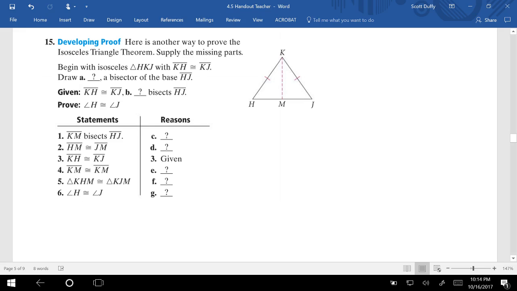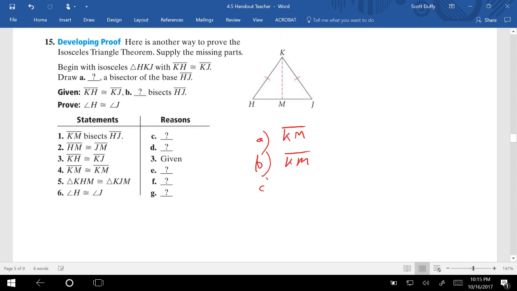So if we have HJ, then the bisector would be this, KM. So for A, it is KM. Given: KH equals KJ, or congruent to, and they've already drawn those marks in. And then what bisects HJ? Well, that's KM again. And then we want to prove that angle H equals angle J. Angle H, angle J. We can't do that yet.